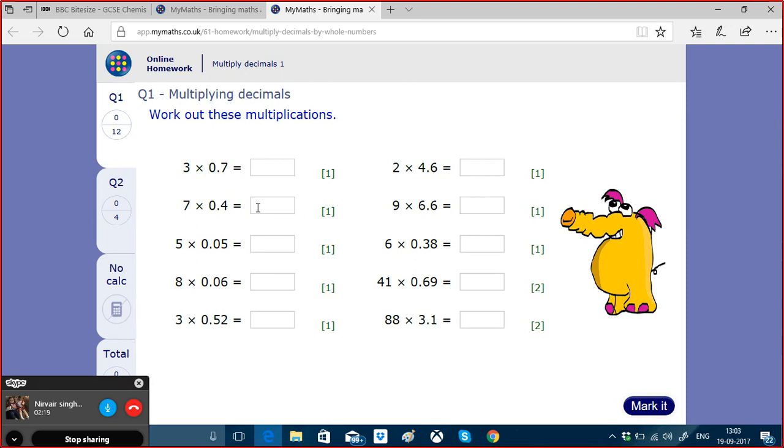Yes, you can. I think this one we did, but very quickly you can tell me: 3 into 0.7. Twenty point one. Okay. Next. 7 times 0.4. 2.8. Yes. Then 5 times 0.05. 0.25. Yes, that's great.